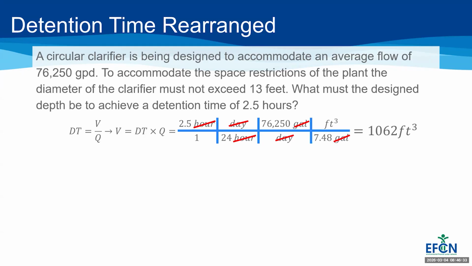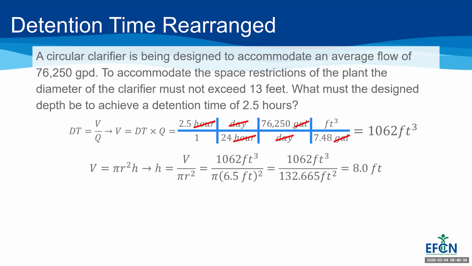Is that the depth? No. But do we know how volume and depth are related? We do, right? We know volume of a circular clarifier is pi r squared times h. And we're trying to get h. So that means, again, we're going to have to rearrange the equation. So we want h to be on one side by itself and everything else on the other. This is multiplication, so that means we have to divide both sides to cancel this out. So h is equal to volume divided by pi r squared.